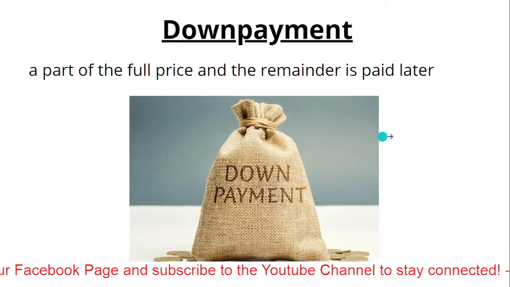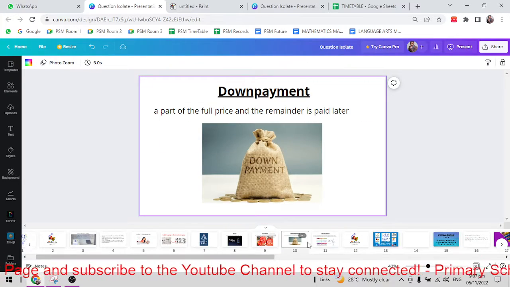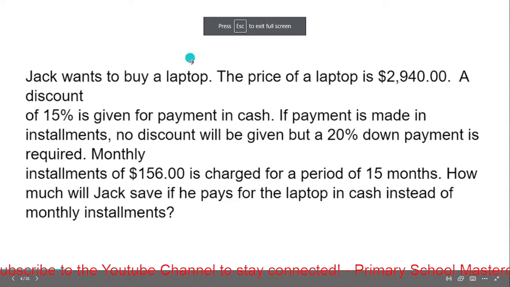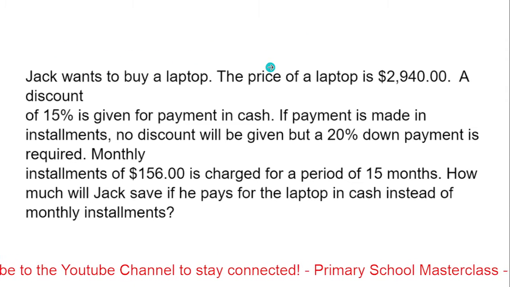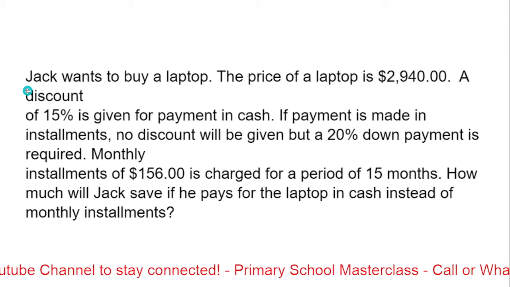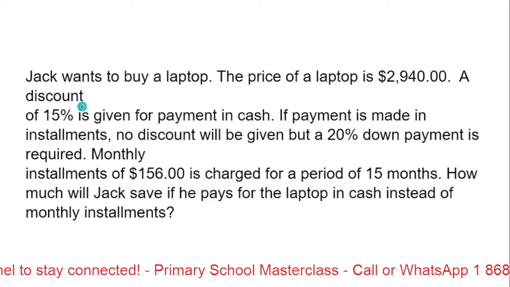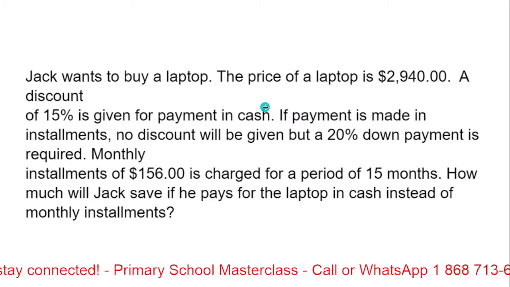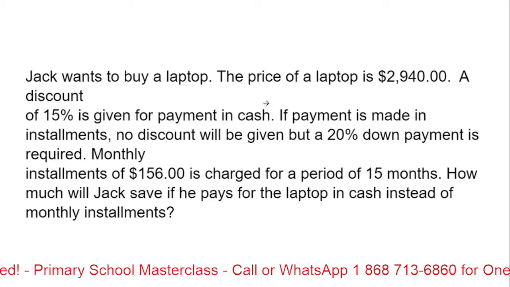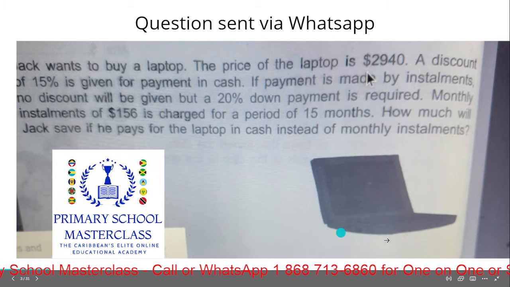Good. Another word used in the question would be down payment. Let's see where that was. Go back to the question here. It says here, Jack wants to buy a laptop. The price, we looked at price. The price of a laptop is $2,140. A discount of 15%. Okay, so 15% is given if you pay in cash. All right. So if you go to pay in cash, if you walk into the store and you tell them, hey, I want to get this laptop and I want to get this laptop now.